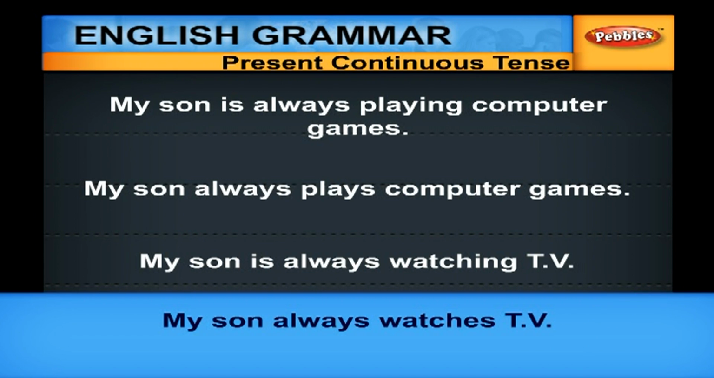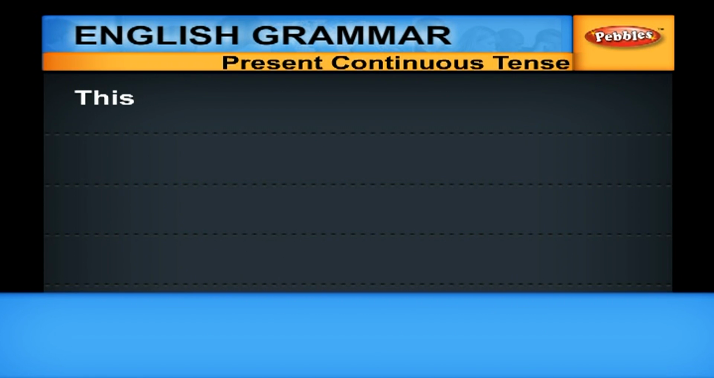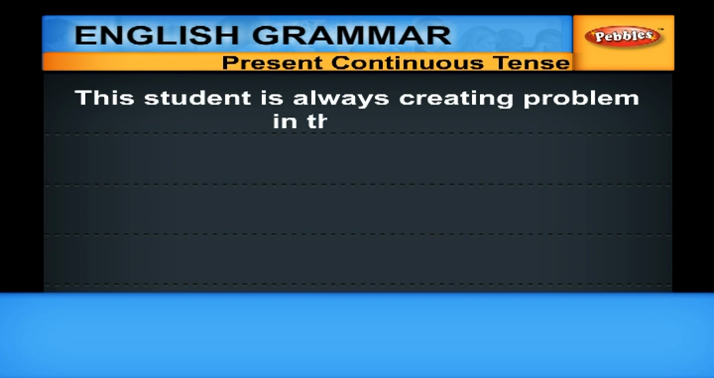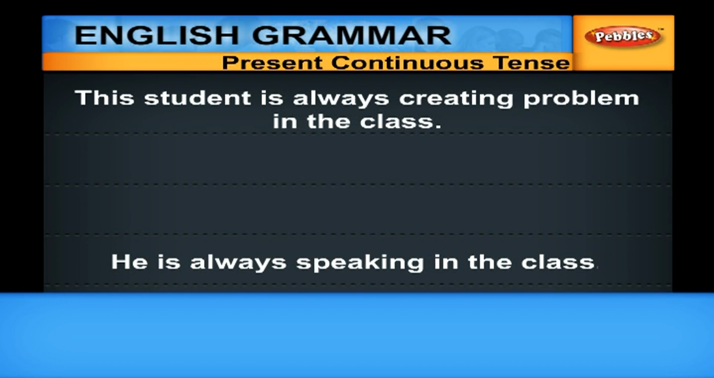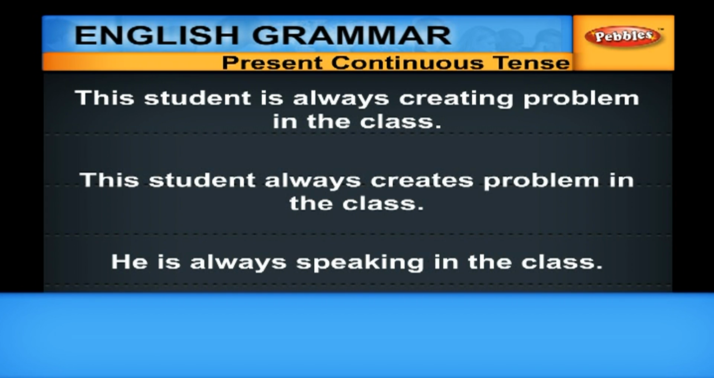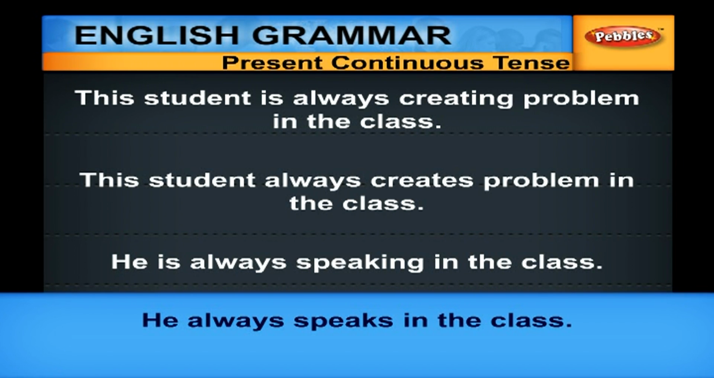Some more examples to understand this usage. This student is always creating problem in the class. He is always speaking in the class. It is an acceptable form of expression. Again, you can refer to these actions in simple present also. It is acceptable in both the forms. You can say, "This student always creates problem in the class. He always speaks in the class."